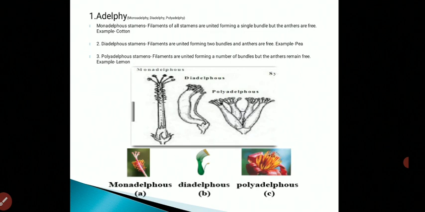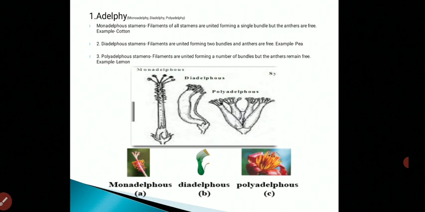First condition is monoadelphous, when all the filaments are united together into a single bundle but the anthers are free. The filaments are united into a tubular structure called the staminal tube and the anthers remain free, and this condition is called monoadelphy. This is found in the hibiscus plant, and through the staminal tube the long style of the pistil passes.